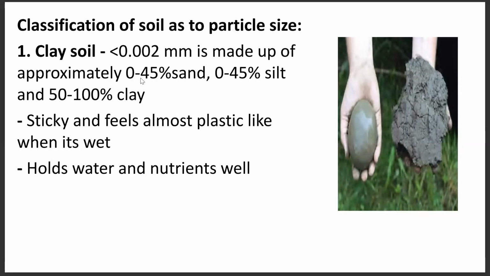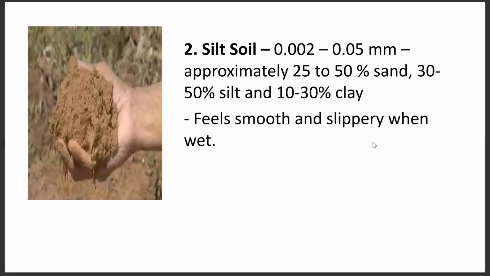Classification of soil as to the particle size. So we have here the first one, which would be clay. Approximately less than 0.002 millimeter, it is made up of approximately 0 to 45% sand, 0 to 45% silt, and 50 to 100% clay. It is sticky and feels almost plastic-like when it's wet. It holds water and nutrients well. So this is our clay, which is also used in pottery.